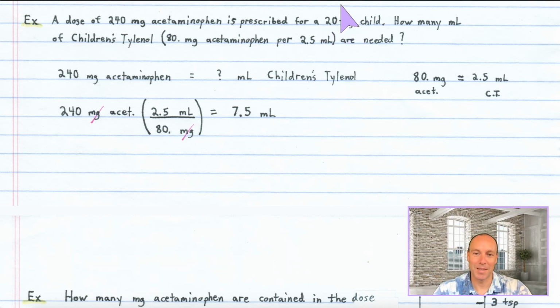Just because a number is given to you in the problem doesn't mean you're going to use it to solve the problem. A dose of acetaminophen is prescribed for a child. How many milliliters is needed if you get 80 milligrams of the drug in 2.5 milliliters? So if 2.5 milliliters of the syrup contains 80 milligrams, then how many milliliters do you need to give the child to give them 240 milligrams?